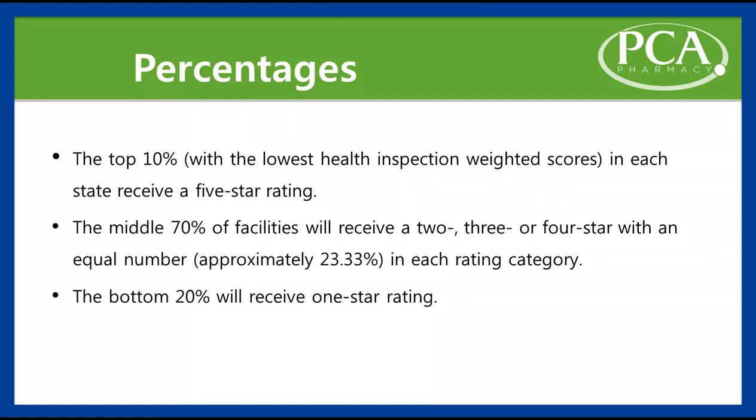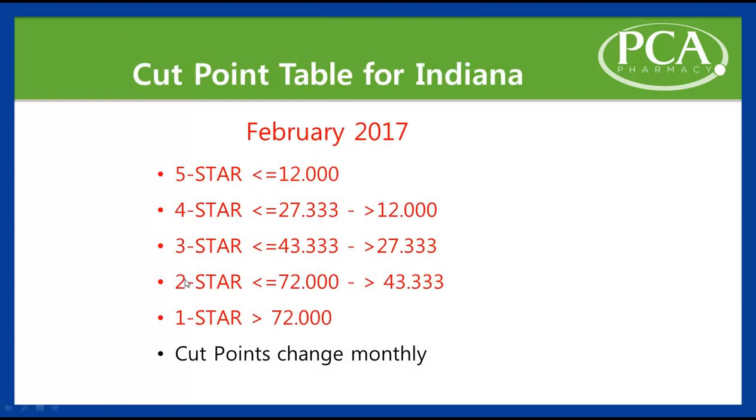And again, those percentages are looked at within individual states. You'll see with staffing and quality measures, it's not just within the individual state. Those points are determined by the cut point tables. They look at the overall scores from all the facilities in the state and divide them out by those percentages and determine what the cut points are. So in February for Indiana, for example, you had to have less than or equal to 12 points to be a 5-star facility for the health inspection domain.